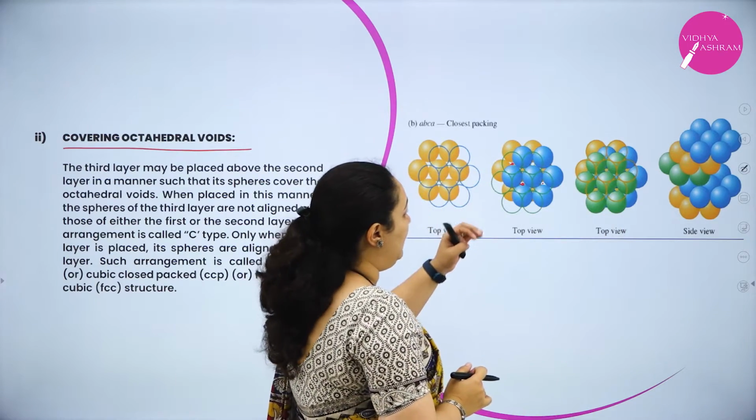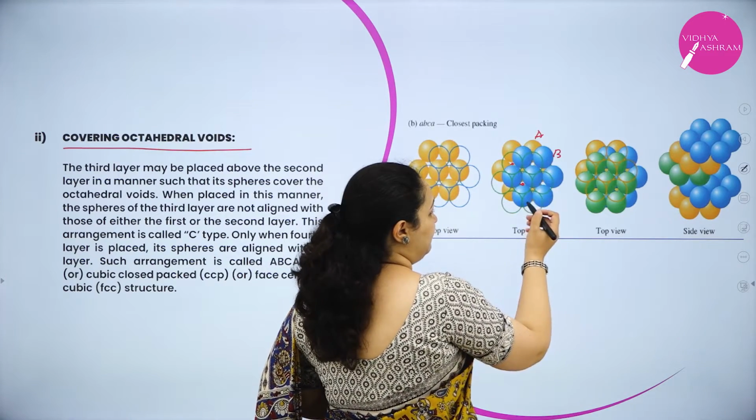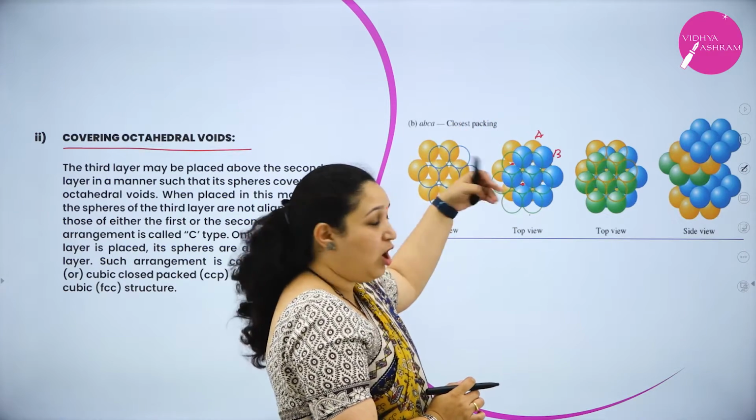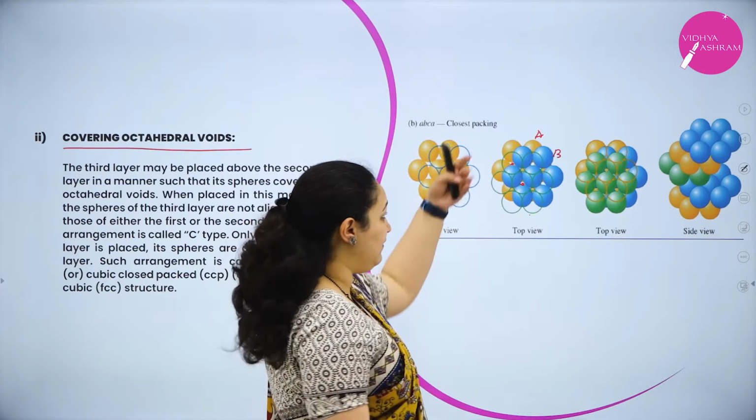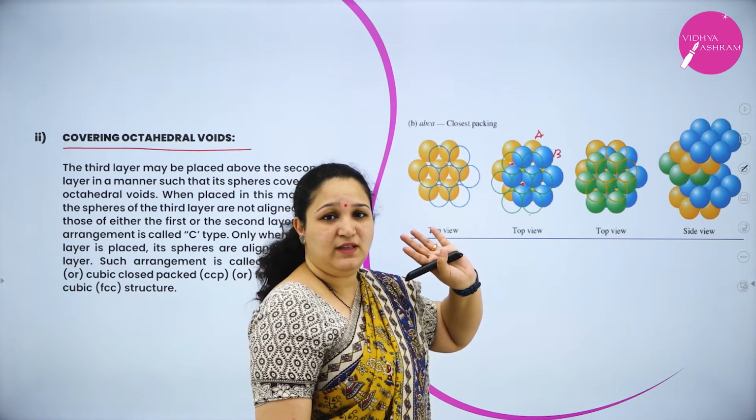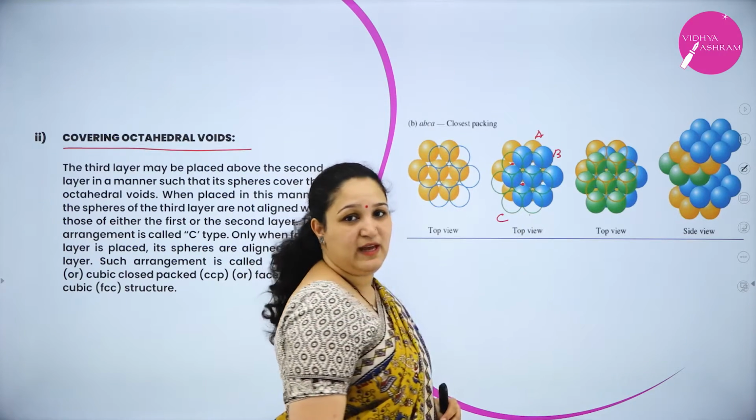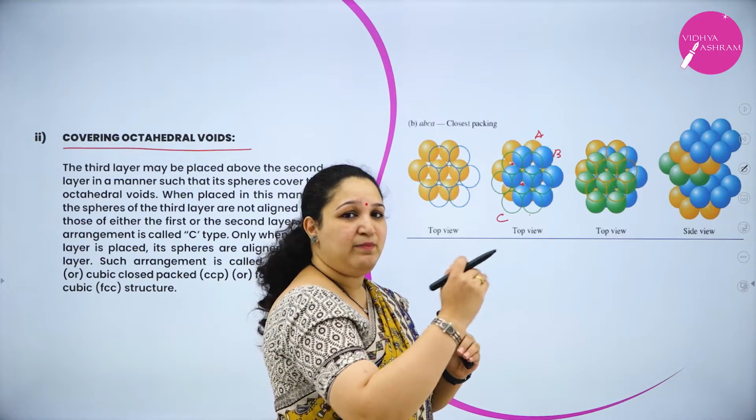Now if you observe, this is layer A which is shown in yellow, this is layer B, and the third layer is not aligning with A, nor is it aligning with B. So we name this layer as C. So you get ABC pattern.